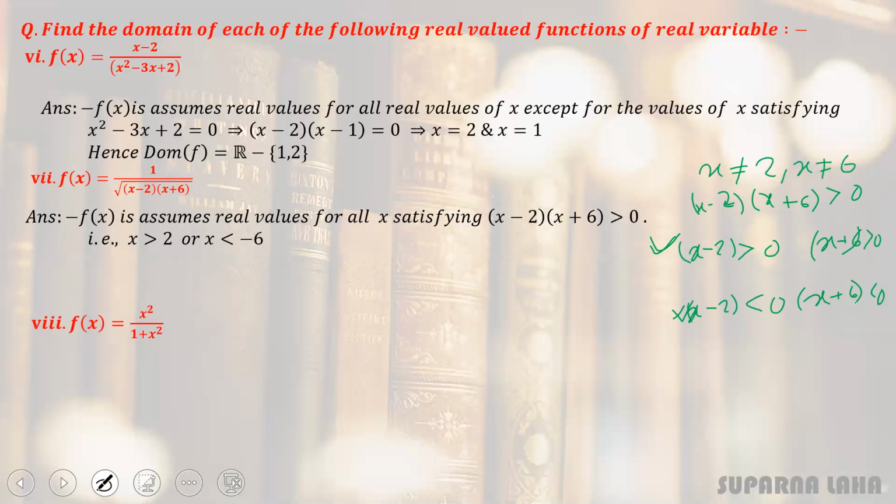Okay, so then what will be the domain? x is greater than 2 or less than -6. So that means x is a set of real numbers such that x is greater than 2 or x is less than -6. This is your domain for the function.